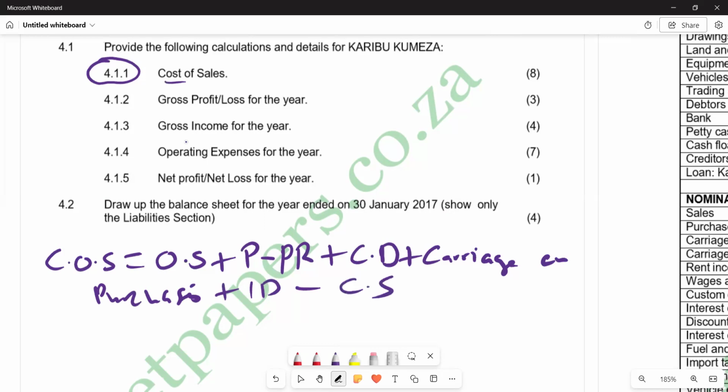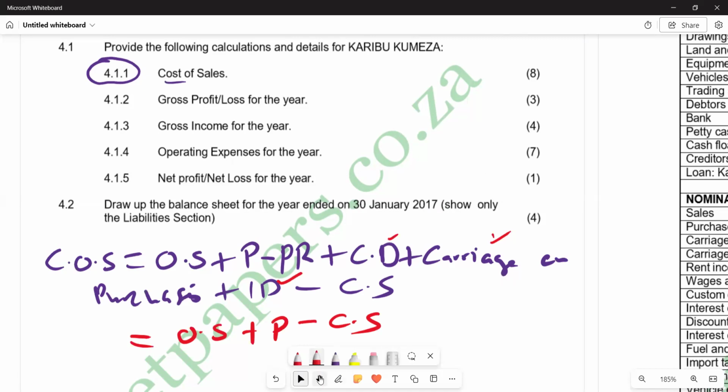Then we subtract our closing stock. In most questions, the carriage on purchases, the import duties and the customs duties won't be there. So in most cases, the formula will remain as opening stock plus purchases, and we subtract the closing stock. But if we've got some of these elements, we are just supposed to adjust as presented in this formula. So we go to our question now.